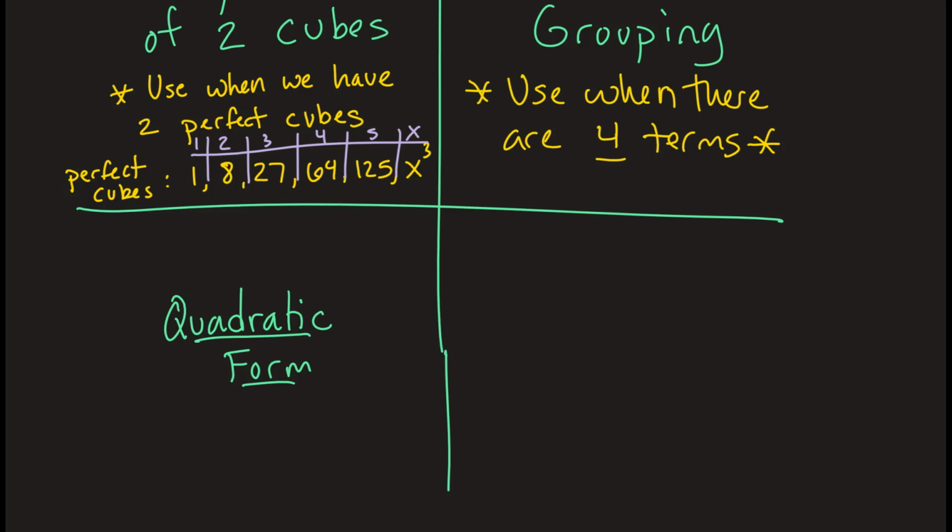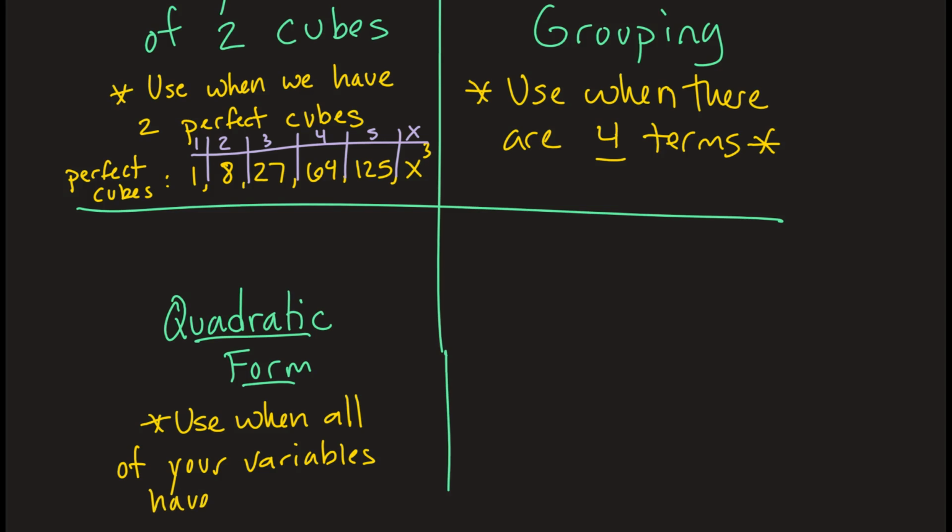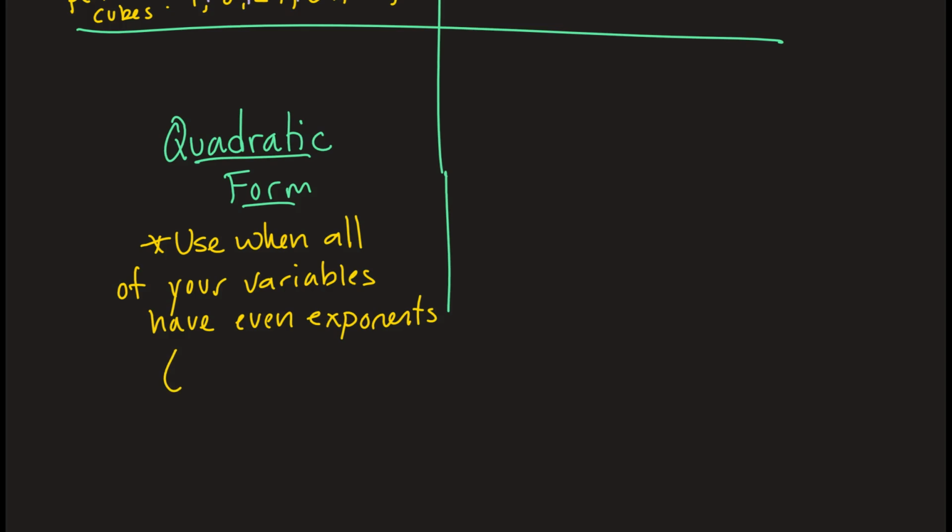You use quadratic form when all of your variables have even exponents. This is either 2 or 3 terms. Because remember, 4 terms you use what? Good. Groups, factoring by grouping.